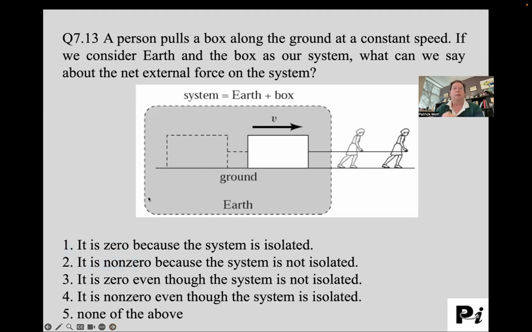All right, let's try another version of this. A person pulls a box along the ground at a constant speed. If we consider the earth and box as our system, what can we say about the net external force on the system? So which of these 5 statements is true? Well, 4 statements, and then 5 is saying it's none of the above. So read through them, think it through, talk it over with your physics friends, and then let's see what the answer is together.